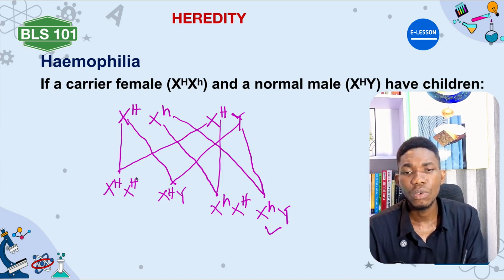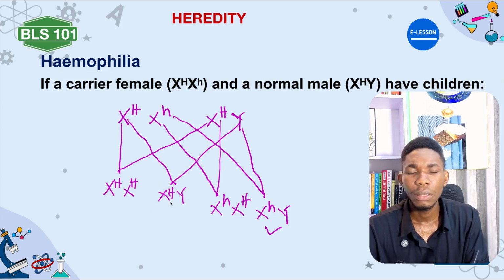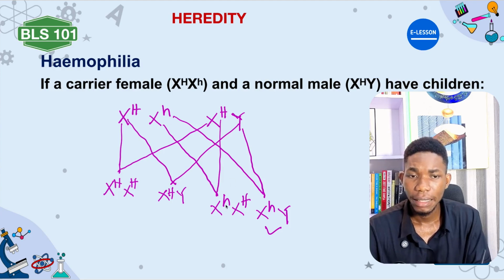So at the end of the day, this female will be normal, not a carrier. This male will be normal too. Then this female will be a carrier. And then you have one male that is hemophilic.